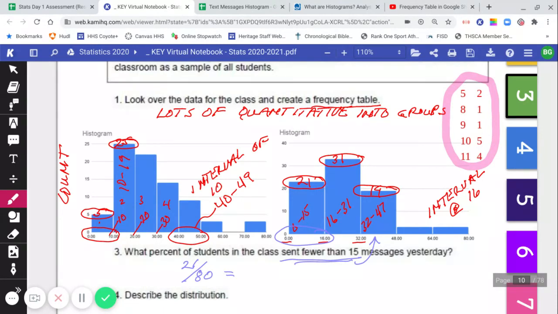So 21 divided by 80 is 0.262, which is 26.2%. So that is our percentage that sent fewer than 15 messages yesterday.